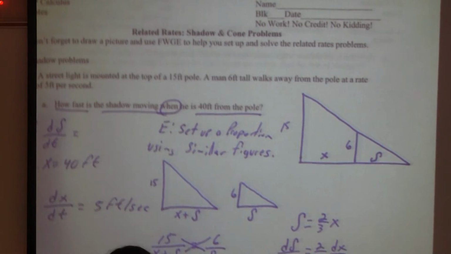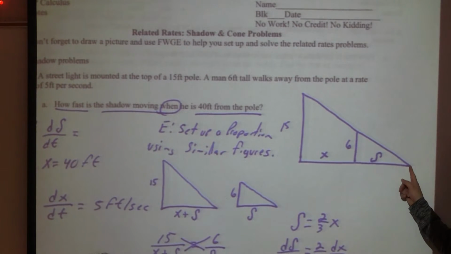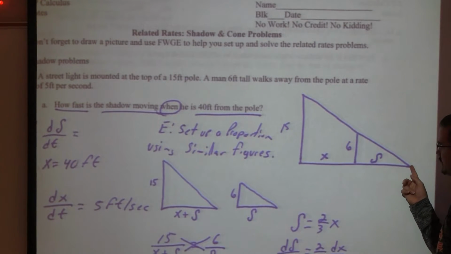Alright, so how would I figure out where the tip of the shadow is? Oh yeah, I got it. What would I have to add?